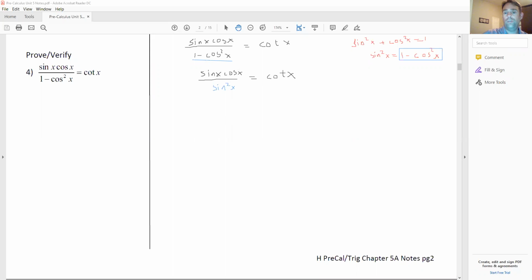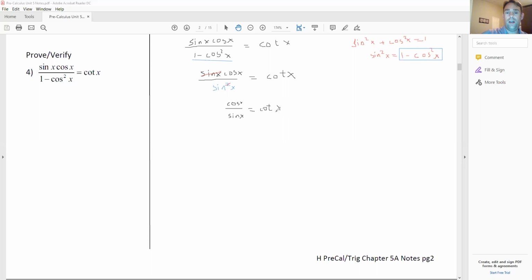So I'm always just looking, do I have any trig identities or do I have any algebra? In this case, now I'm looking and going, I think I have some algebra. I got a sine x on top, I got a sine squared x on the bottom. I can get rid of one of these sine x's by canceling them out. And that leaves me with cosine x over sine x. And that would be equal to cotangent x.